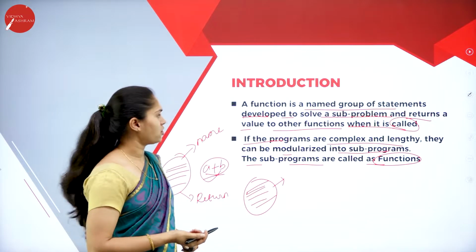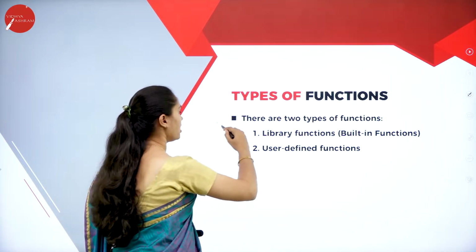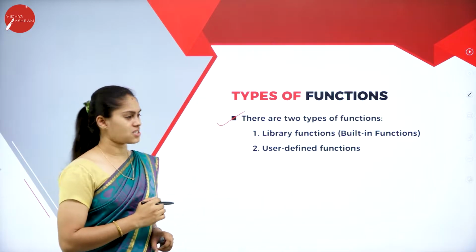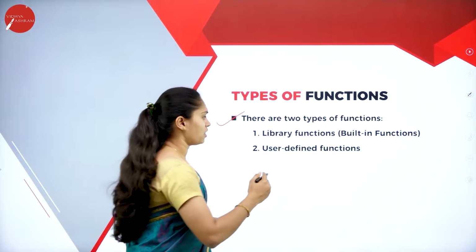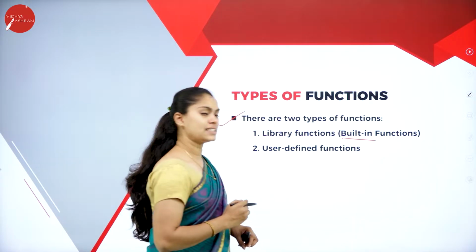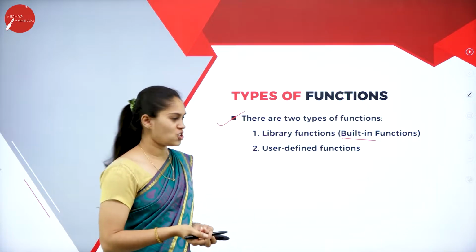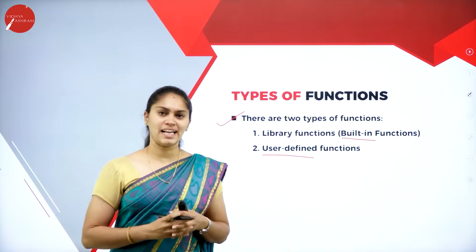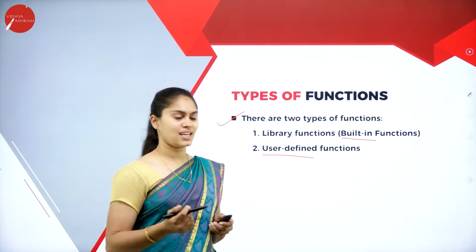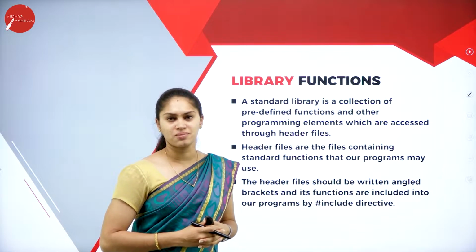Then what are the types of functions we have? We have two types. Very important question: mention the types of functions. One is the library function, which is also called a built-in function, and the second category is the user-defined function. So totally it has two types. Now we'll see about the library function or built-in function.